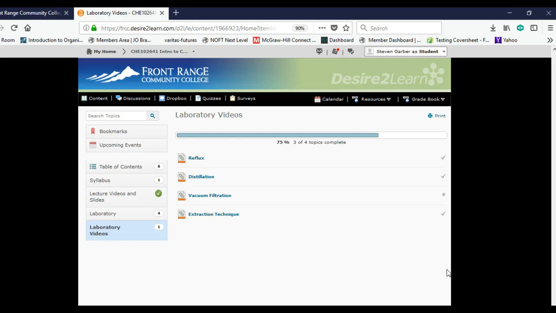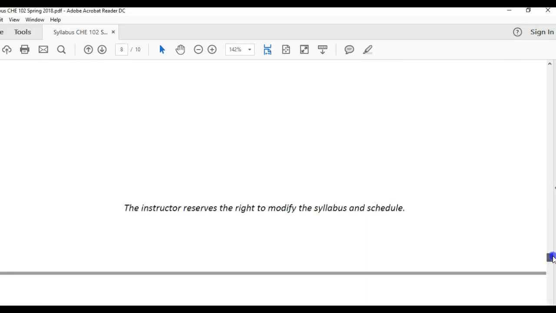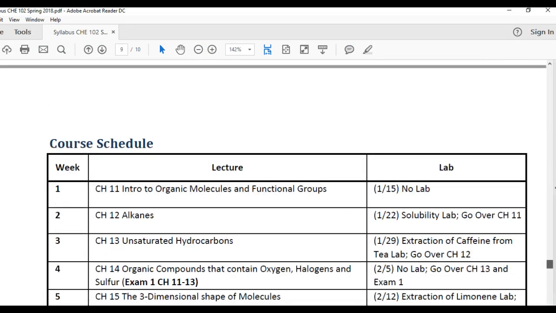When we meet on Monday for the first time, I keep saying Tuesday, on Monday, we will be meeting right here on the second week, January 22nd. We will go over lab safety. We will meet each other face to face. I will make a seating chart. I'll answer any of the questions. We'll go over chapter 11. We'll do the solubility lab. So we have a lot to do on that Monday. I don't want to go too much into the course because that's what this video is about, so that you understand the course. But feel free to email me.